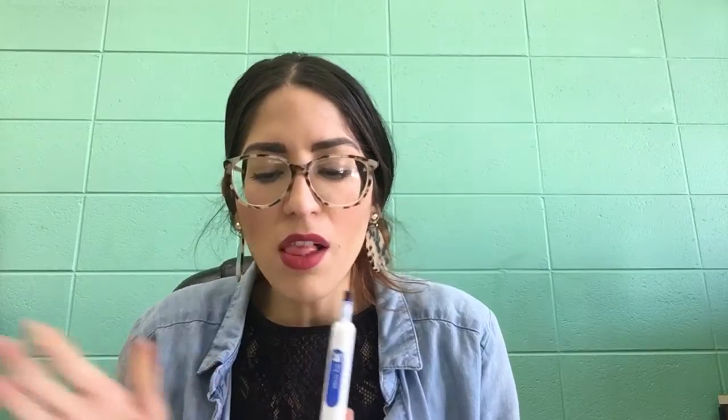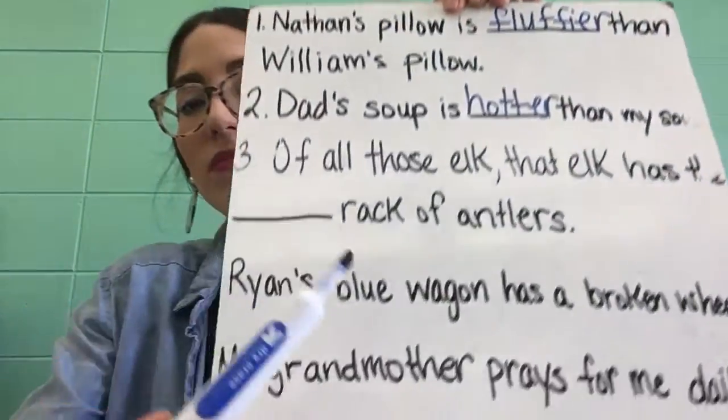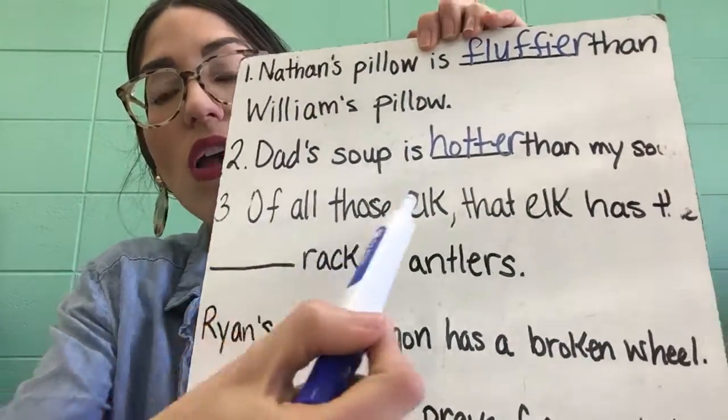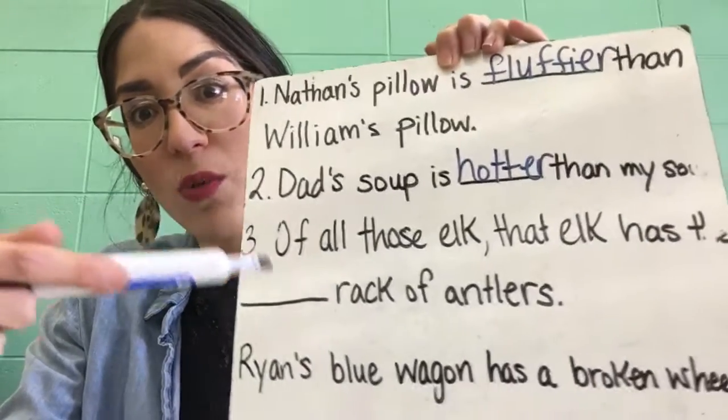Of all of those elk, that elk has the large blank rack of antlers. So of all of those elk, all of them, that elk has the blank rack of the antlers. So they're comparing that one elk to all of the elk, right? So that's more than probably 3 elk. So what are we going to write there?